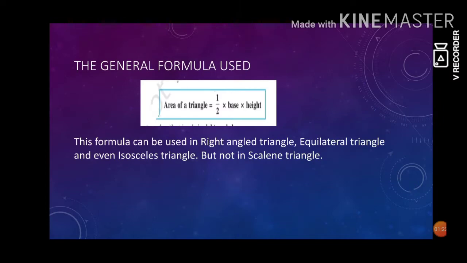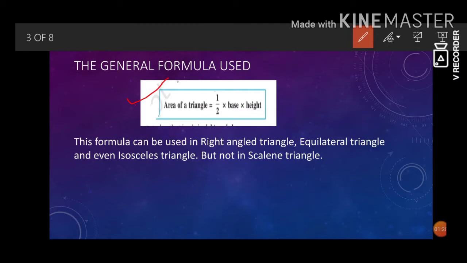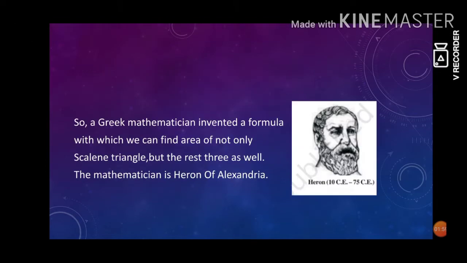Now the general formula to find the area of a triangle is half base into height. This formula can be used in a right angle triangle, equilateral triangle, and even isosceles triangle, but not in a scalene triangle. So, to find the area of a scalene triangle, one Greek mathematician invented a formula with which we can find the area for a scalene triangle, and not only for a scalene triangle but all the triangles.